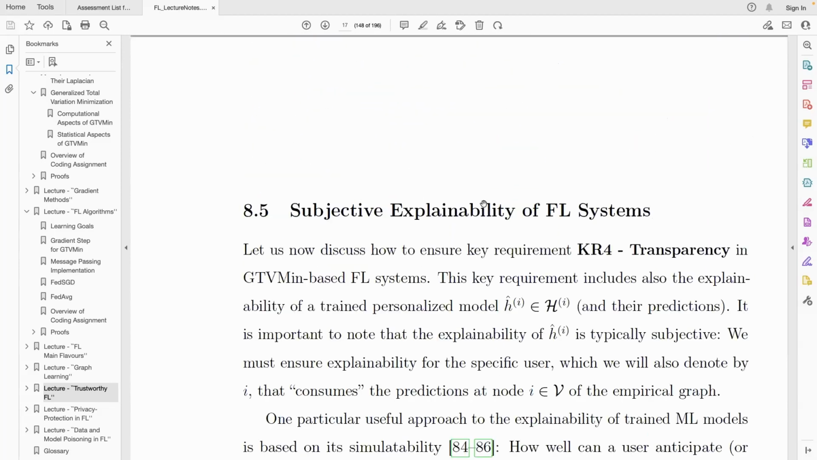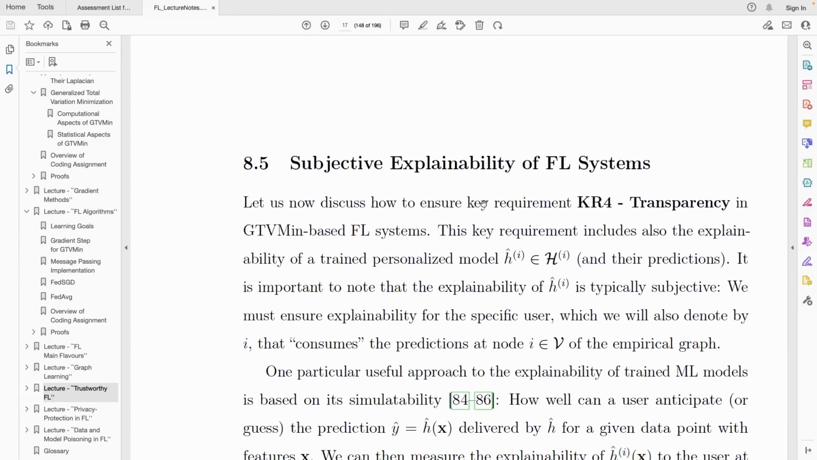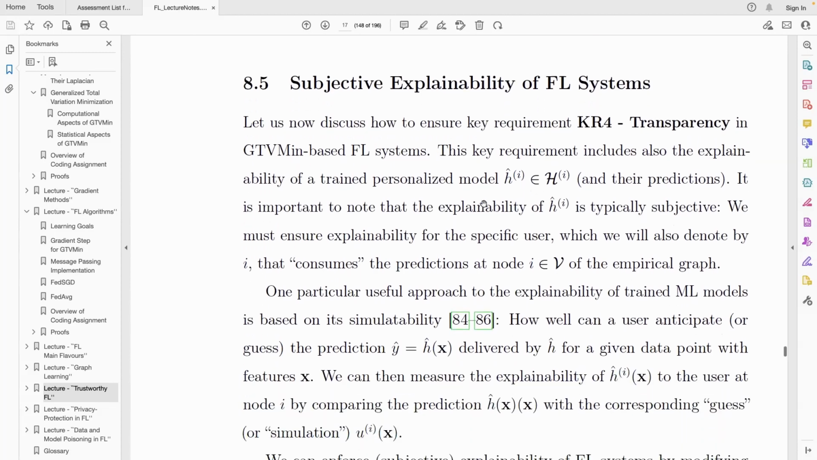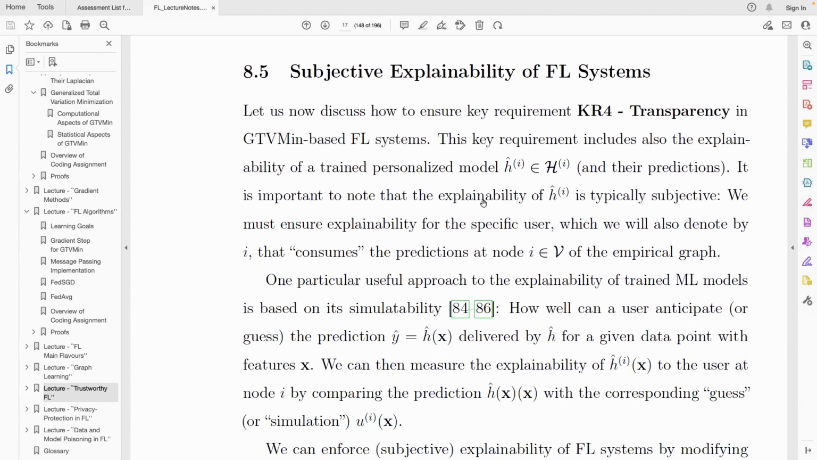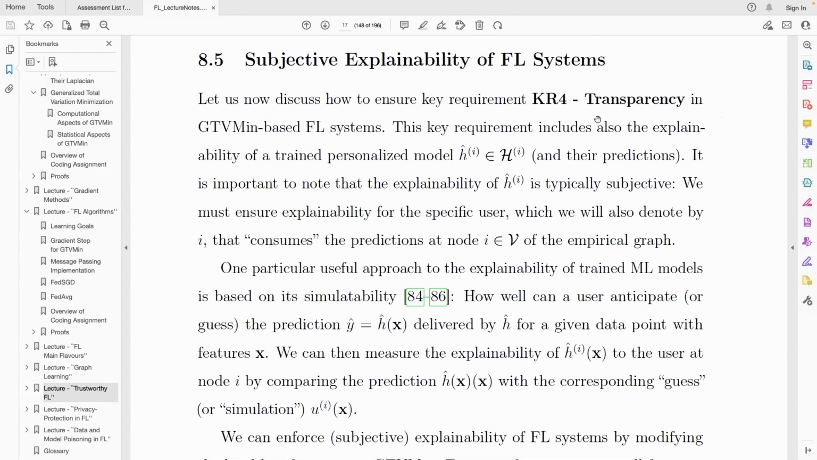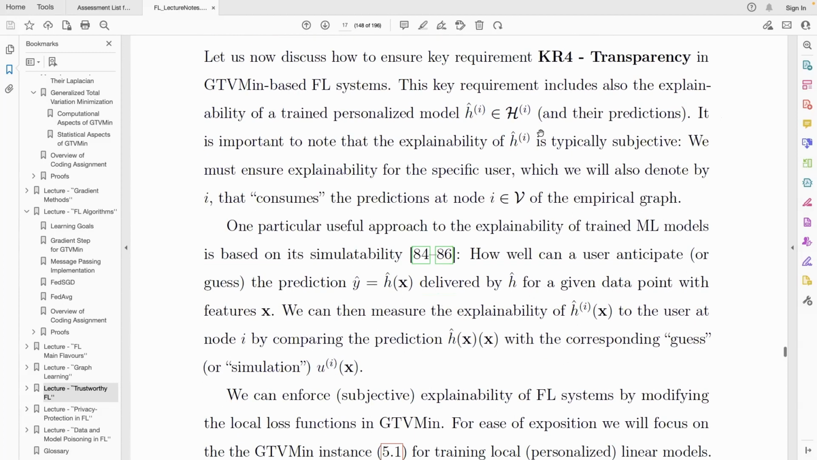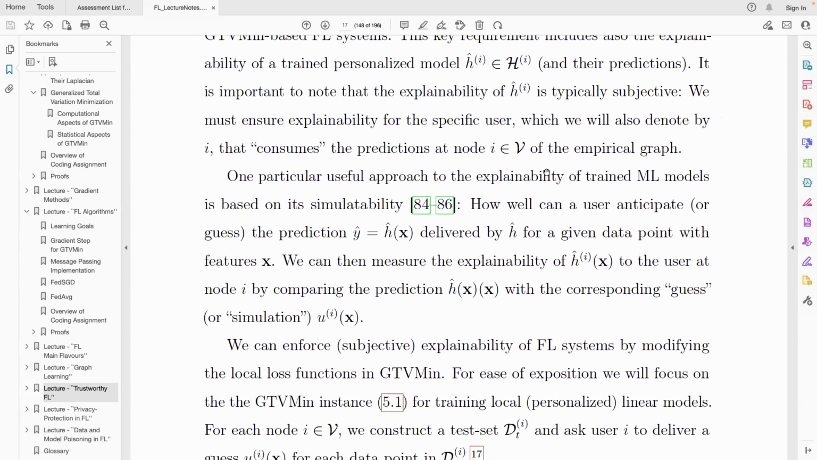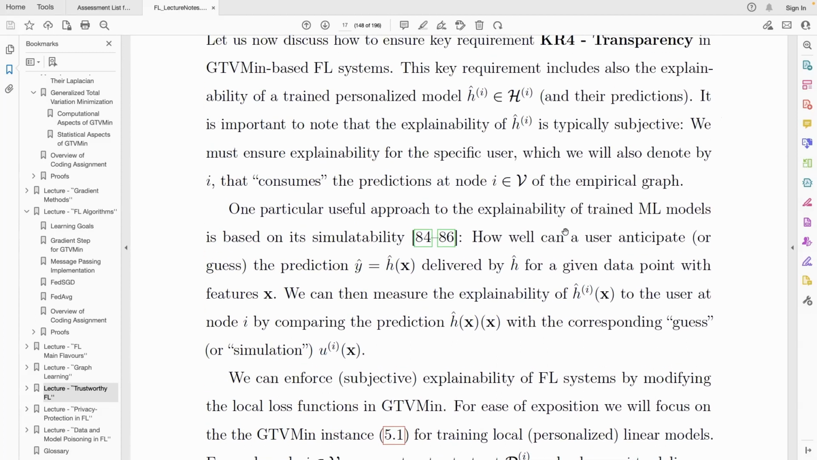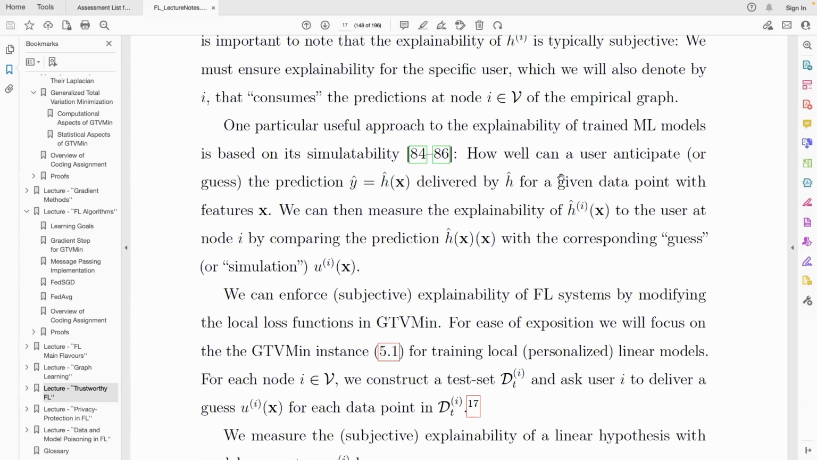Okay. In the last few minutes of this lecture, I want to discuss explainability. One key requirement for trustworthy AI is transparency. In particular, we want to have transparency in federated learning systems. And one way to define explainability is via the following idea.